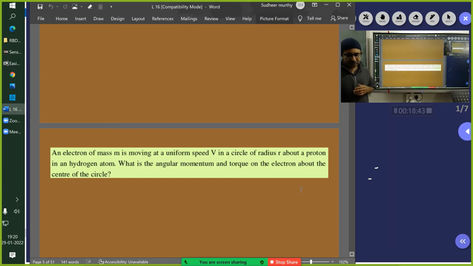They have not given whether it is going clockwise or anticlockwise, so it is plus or minus k cap. Then what about the torque? Torque is zero. Why? Centripetal force acts, but the cross product will be zero. Only centripetal force is acting; there is no tangential force. Therefore, the torque is zero.